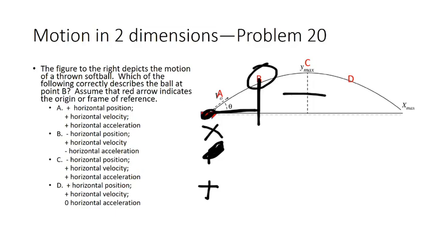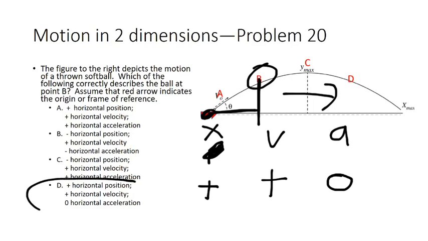The ball is still moving to the right, which means it has a velocity that's also positive. In terms of the acceleration, remember that in a projectile problem there is no horizontal acceleration. So the horizontal acceleration is not gravity. It's not negative 9.81. The horizontal acceleration is 0. So it looks like our correct answer on problem 20, positive position, positive velocity, 0 acceleration, at least horizontally. Correct answer is D on problem 20.